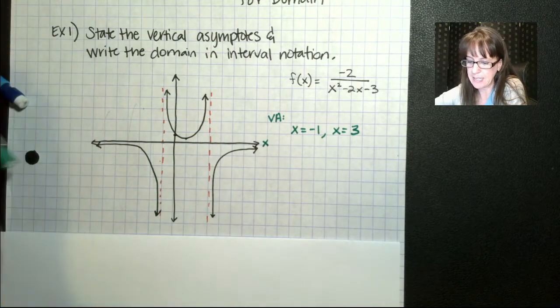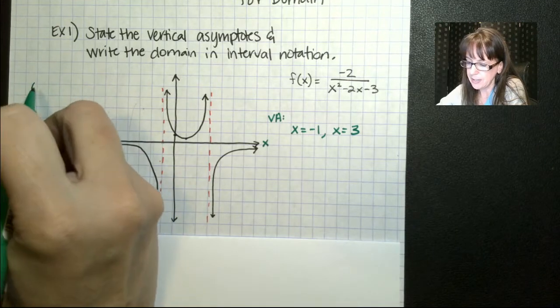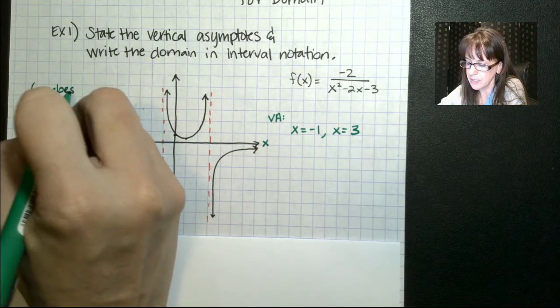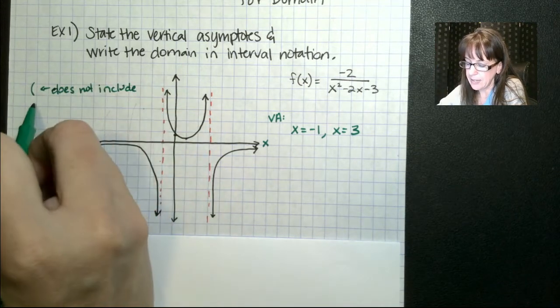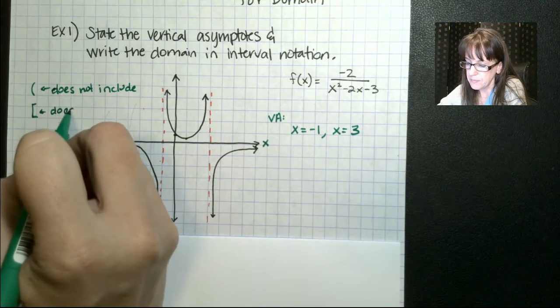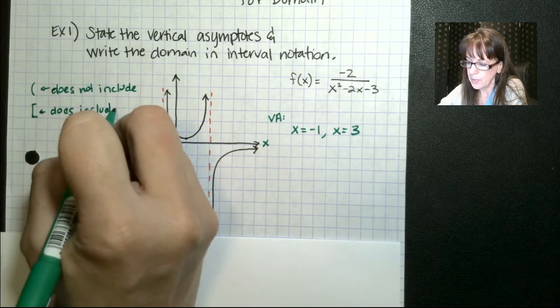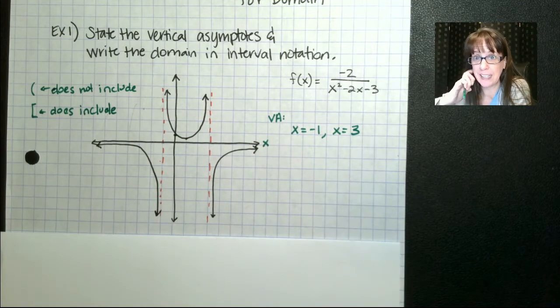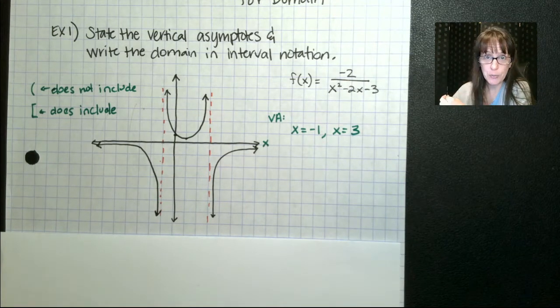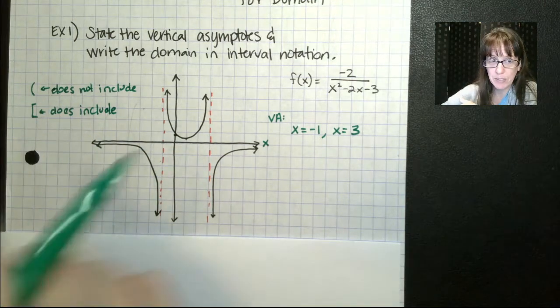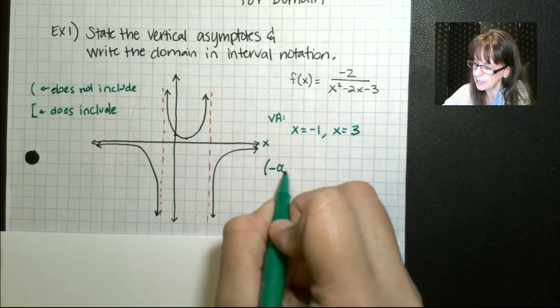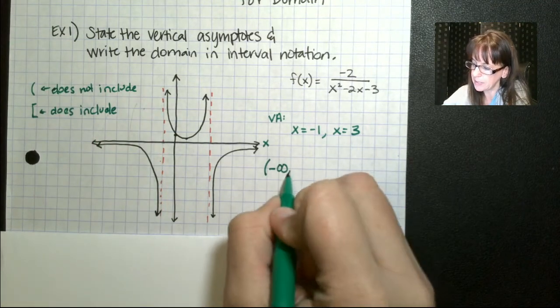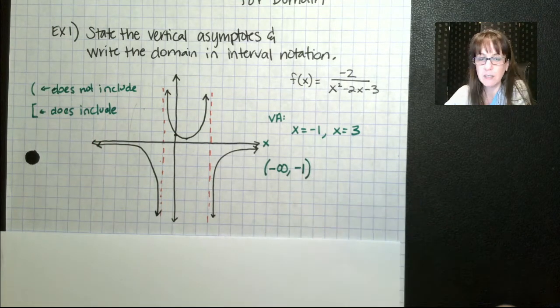So the way that we write this is, for interval notation, this does not include, and then this does include. So we have -infinity. Now here's the crazy thing. Even though infinity is included, we don't use a bracket with it. We always use a parenthesis with our infinity. So it's going to look like this: -infinity, and then we have something all the way until we get to -1. Now -1 is not included, so I'm putting this right here.